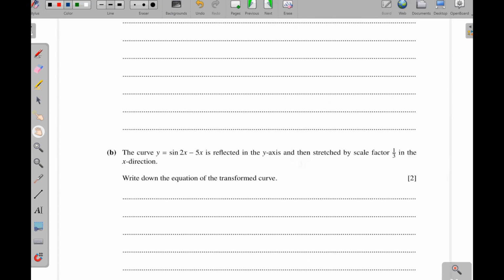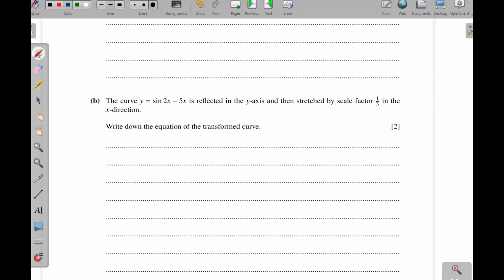Then part B, they are saying that the curve y is equal to sine 2x minus 5x is reflected in y-axis and then stretched by a factor of 1 over 3 in the x direction. Write down the equation of the transformed curve. Now we look at this one, reflected in y-axis.